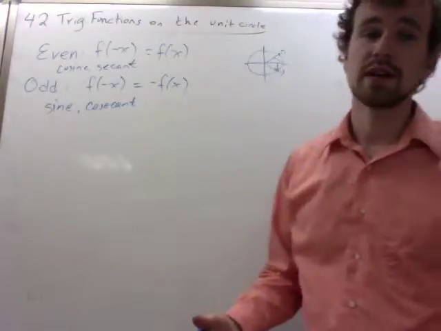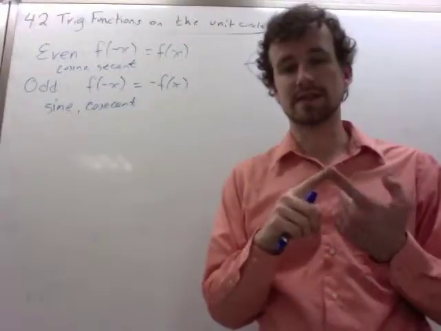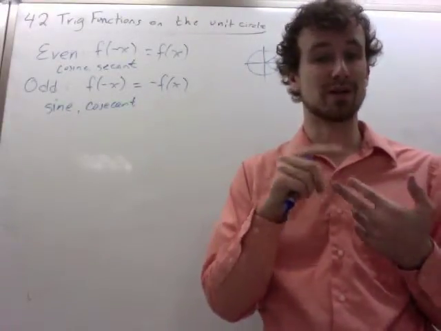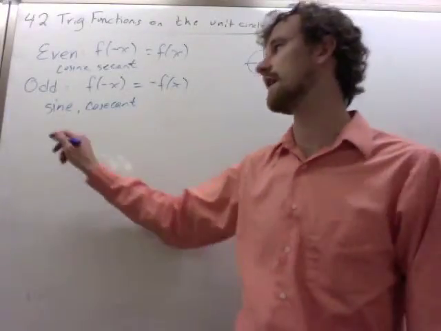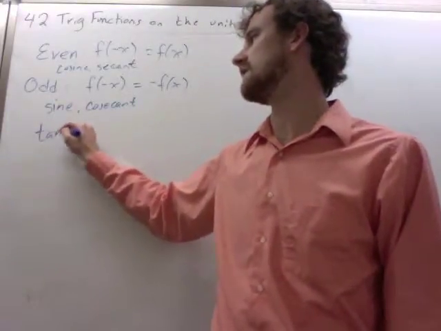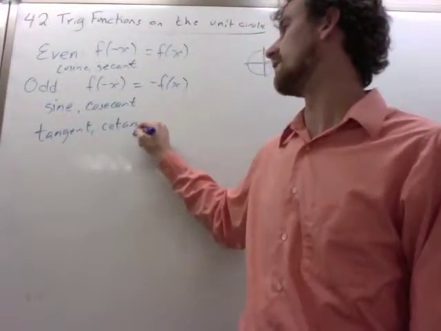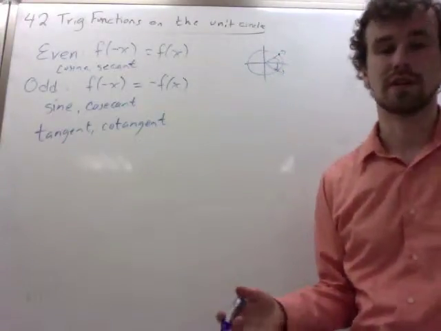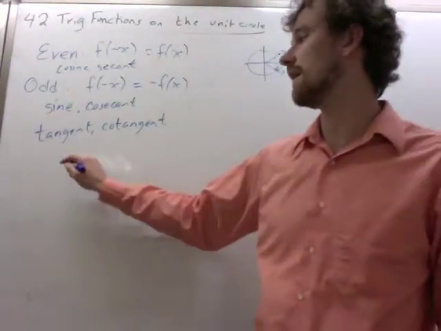And tangent is sine over cosine. So we already established that the x-coordinate stays the same, the y-coordinate becomes negative, tangent is y over x, so if one of those changes sign, then the whole thing changes sign. So tangent is also odd, and therefore so is cotangent. Now this is useful for evaluating trig functions of negative angles.